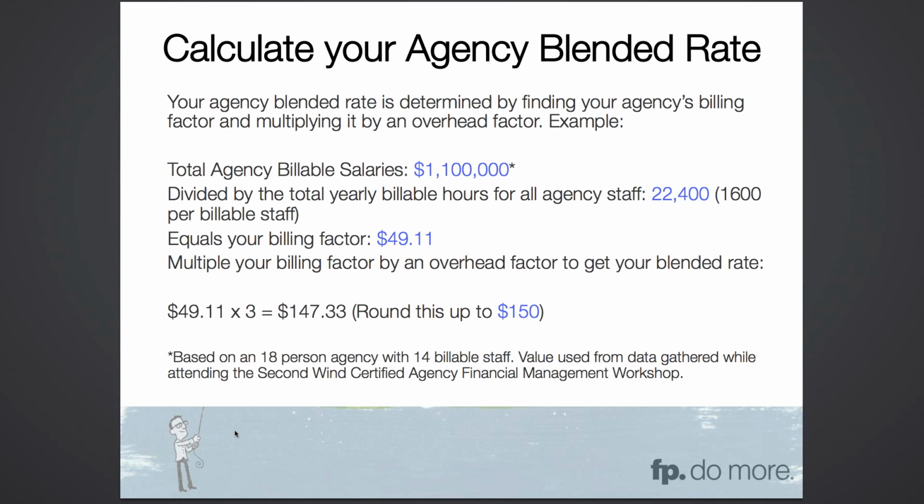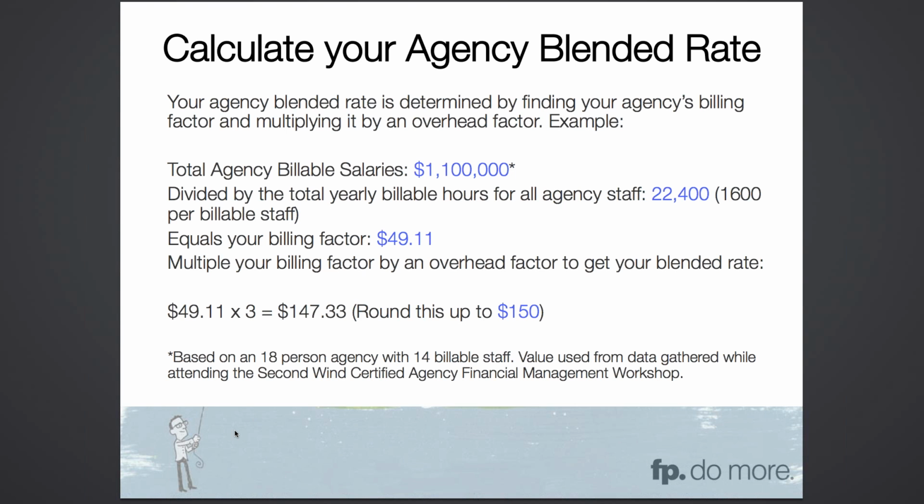Now, when you look at the number below that, divide the total yearly billable hours for all agency staff. I have 22,400. I made this easy on myself. I basically took 14 people of an 18-person agency and said that they're all billable. Of course, no one's 100% billable, so that's why you're looking at 1,600 hours per billable staff.